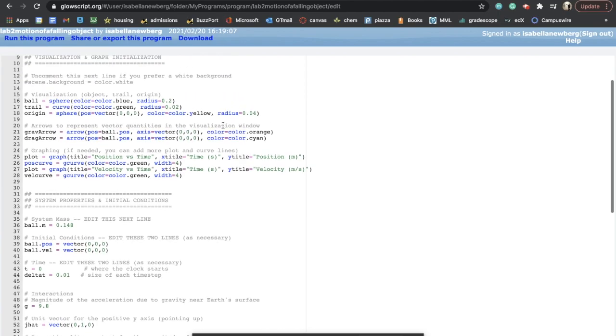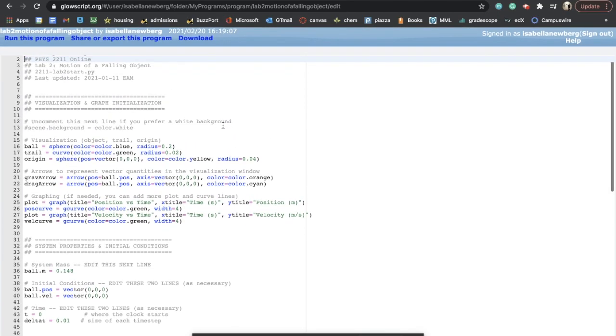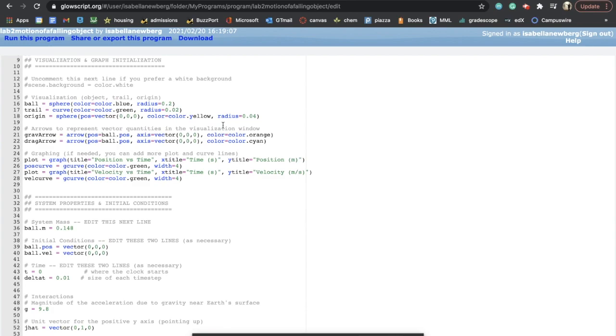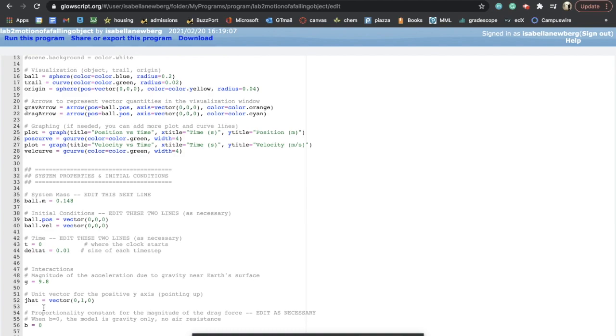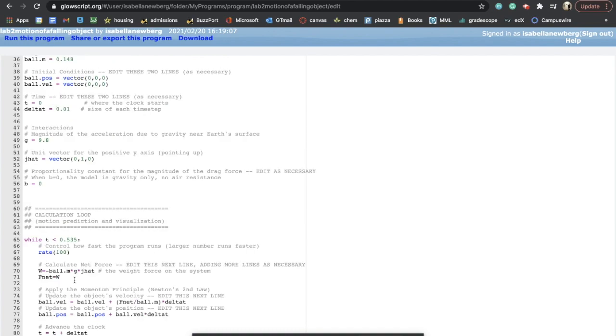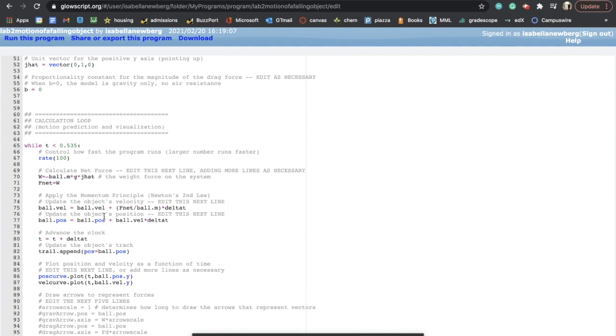Here is the observed data put into GlowScript, with only observing gravity, which is labeled as predicted position on the next slide. In GlowScript, I put g is equal to 9.8 and change the unit vector for the position on the y-axis to be j hat is equal to vector 0, 1, 0, and then change the net force equation to equal W, and set W to equal negative mass times gravity times j hat, which is the weight force on the system. I then used the position update formula and the velocity update formula to find how the ball changes velocity and position in each frame.